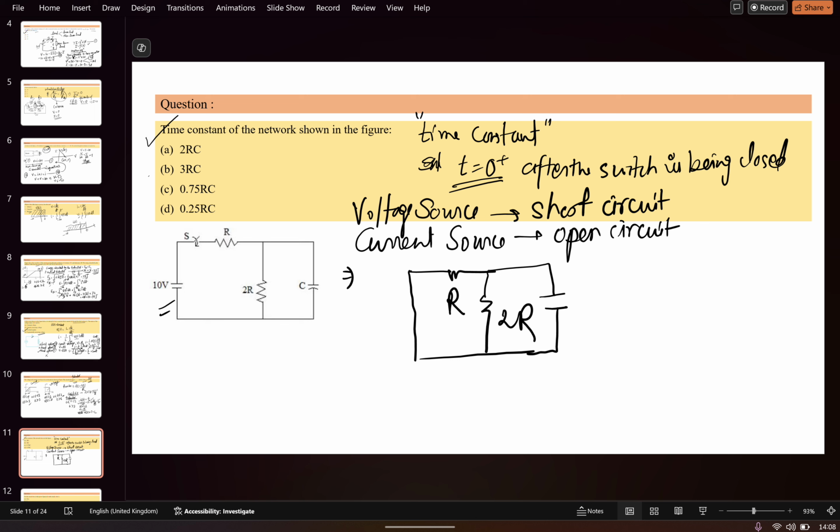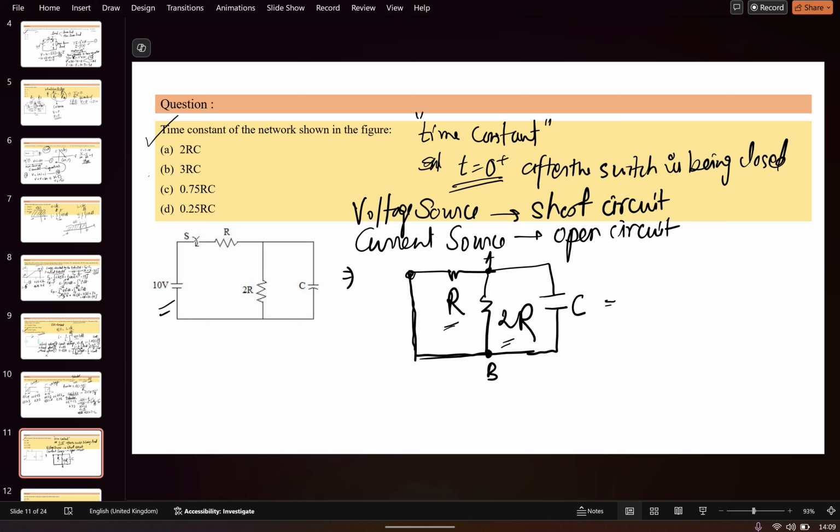Okay. So this resistor R, suppose this is one node of it, and this node is connected to the 2R node. This is the node A, and this is the node B. So these two nodes are common for the R and the 2R. And this is the C.